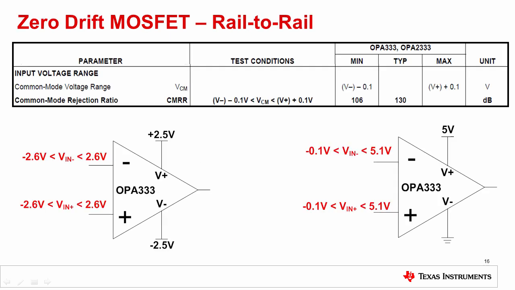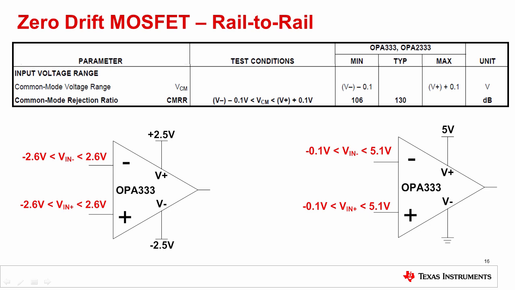The final input topology we'll cover is zero drift. Zero drift amplifiers use a digital calibration method to greatly reduce VOS and VOS drift, the details of which will be discussed in a later video. The OPA333 is an example of a zero drift rail-to-rail amplifier. Keep in mind that all zero drift amplifiers do not necessarily have rail-to-rail inputs.